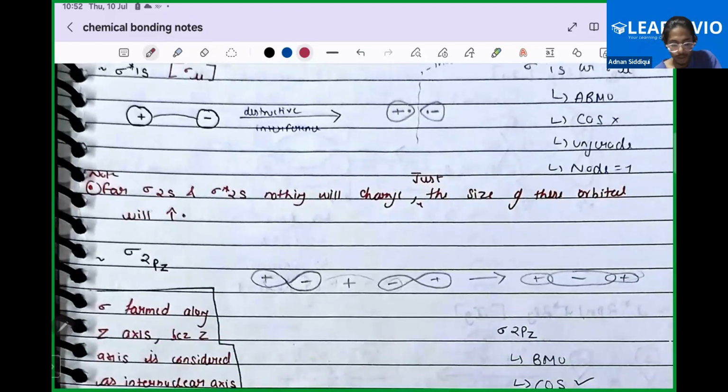Sigma 2s and sigma star 2s are the same, nothing is changed, but the size of the orbital is going to be bigger. If you have represented the size of 1s like this, then you have to represent the size of 2s like this. Same.